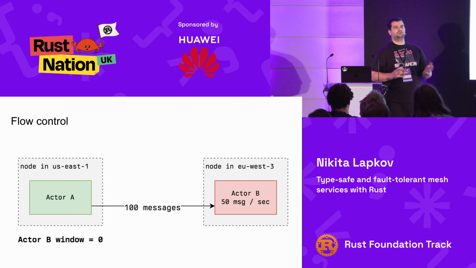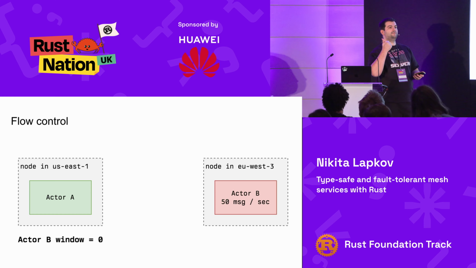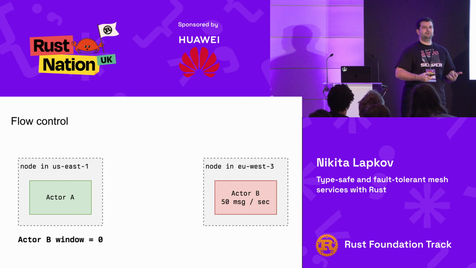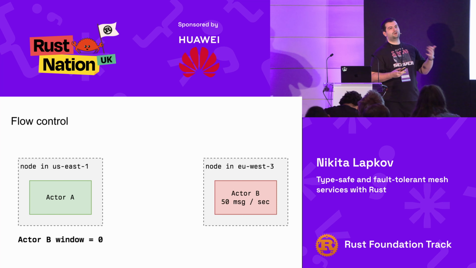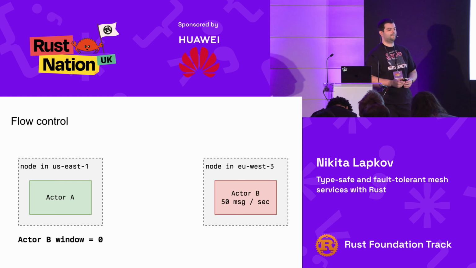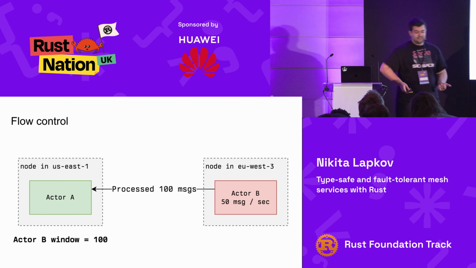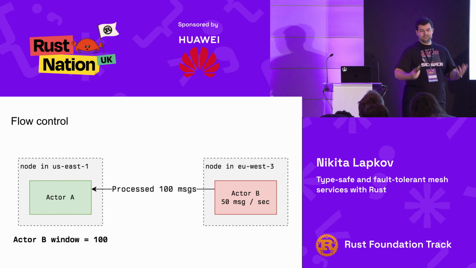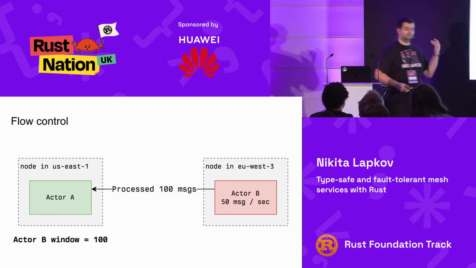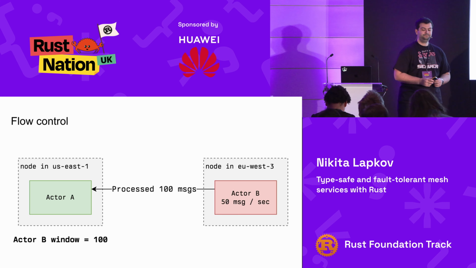After that, nothing happens. Actor A needs to wait until actor B says that, hey, I have indeed processed all 100 messages that you sent before. Only then actor A can proceed, because otherwise, again, it will just send more and more data without actor B actually being able to process it. Once actor B has sent an acknowledgement that, yes, I indeed processed all the messages, actor A can proceed with sending more, because its window has restored from 0 to 100.